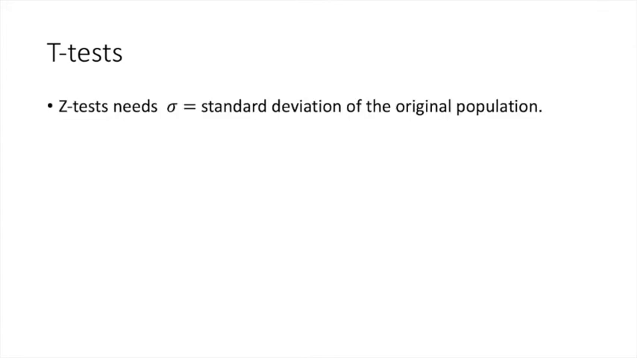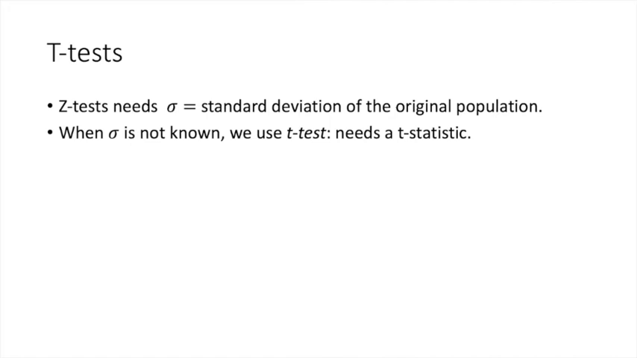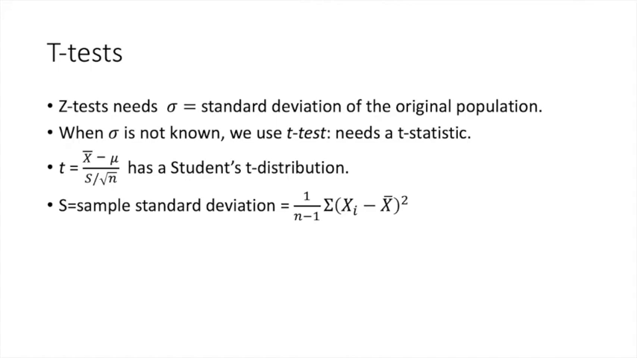Z-tests assume the standard deviation of the original population is known. When it is not known, we use the t-test, which relies on a t-statistic. The t-statistic, as shown by the formula on screen, follows a Student's t-distribution. Here S equals the sample standard deviation. This replaces the population standard deviation.